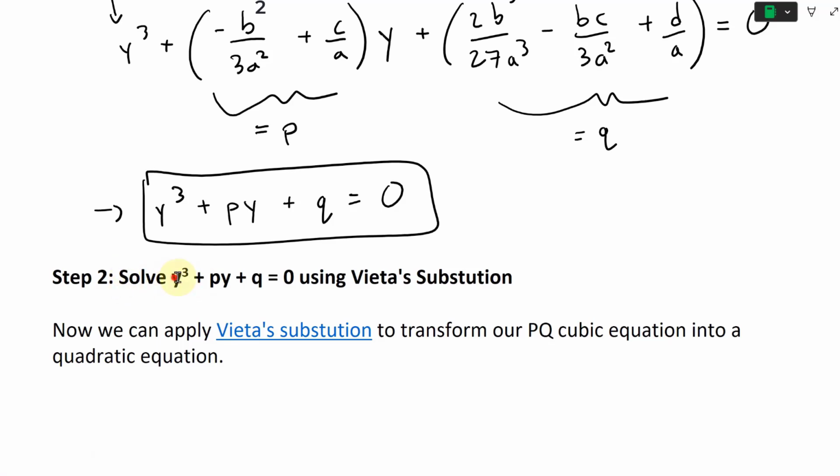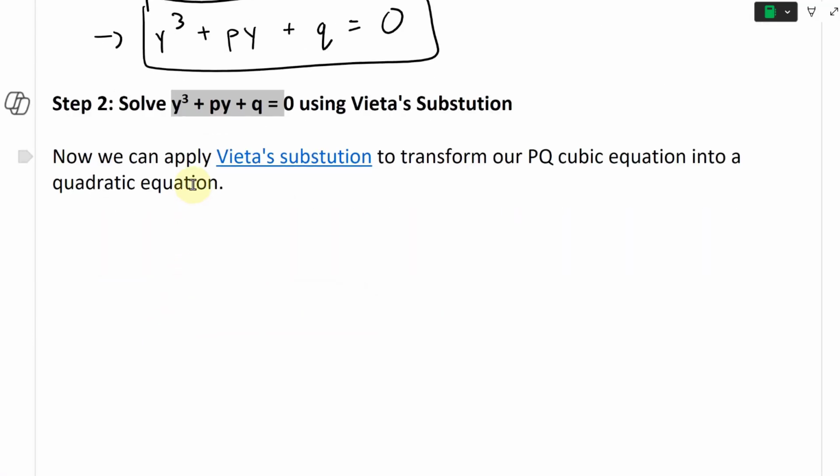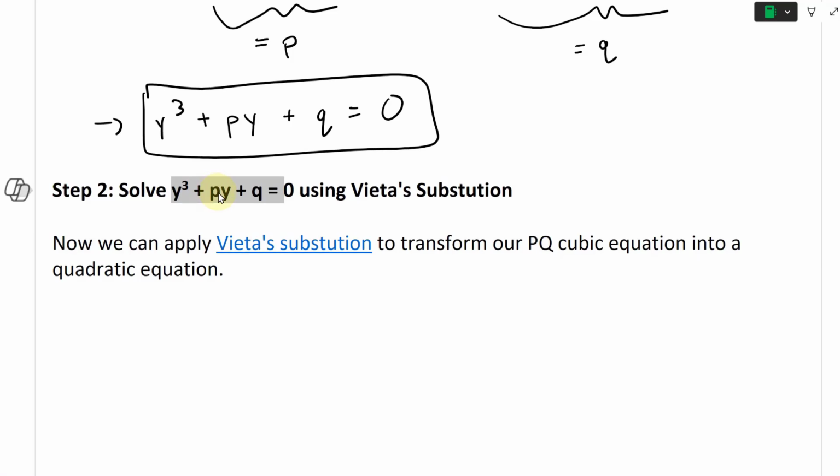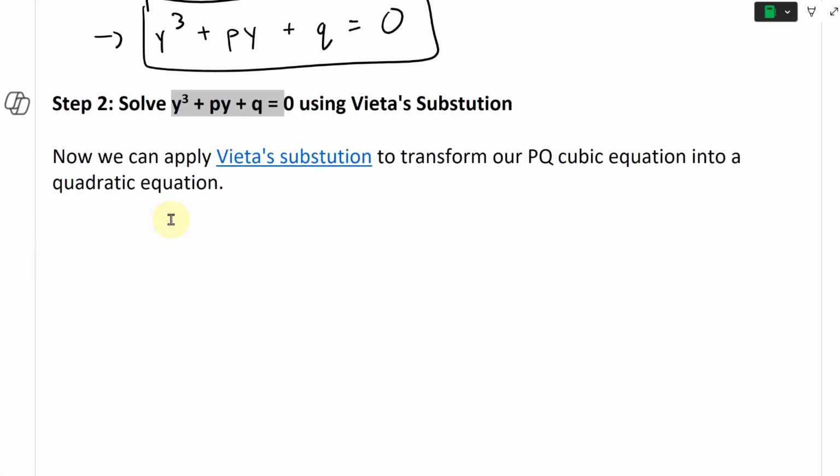Step 2, and we're going to solve this equation using Vieta's substitution. So now we can apply Vieta's substitution to transform our PQ cubic equation, y to the power of 3 plus p y plus q equals 0, into a quadratic equation.